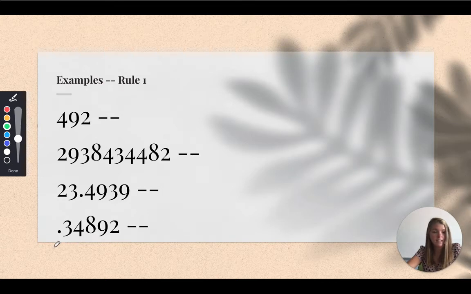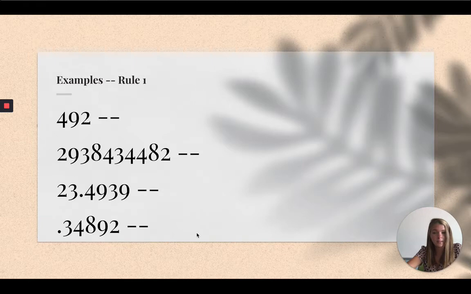And then lastly, the number 0.34892. I want you to take a moment and identify how many sig figs are in that number if we're following the rule that any non-zero number is significant. Good. We would have 5 significant digits in that number.